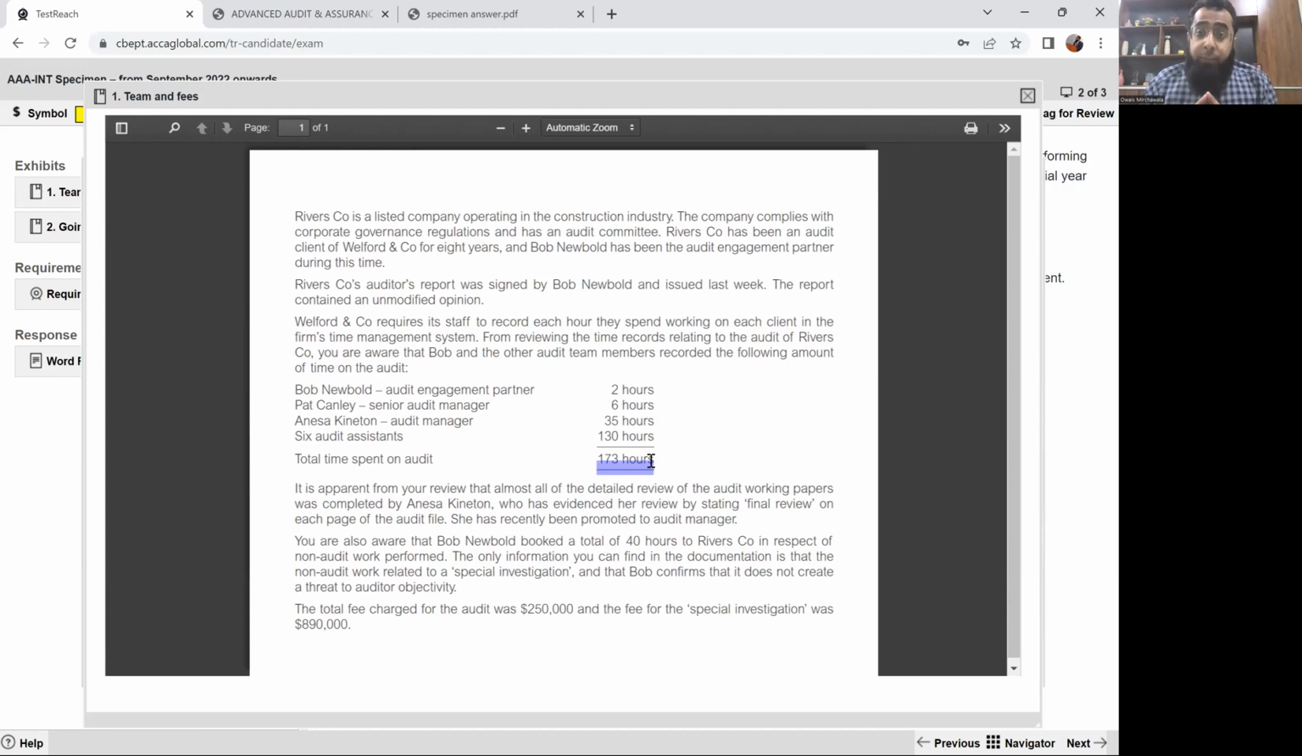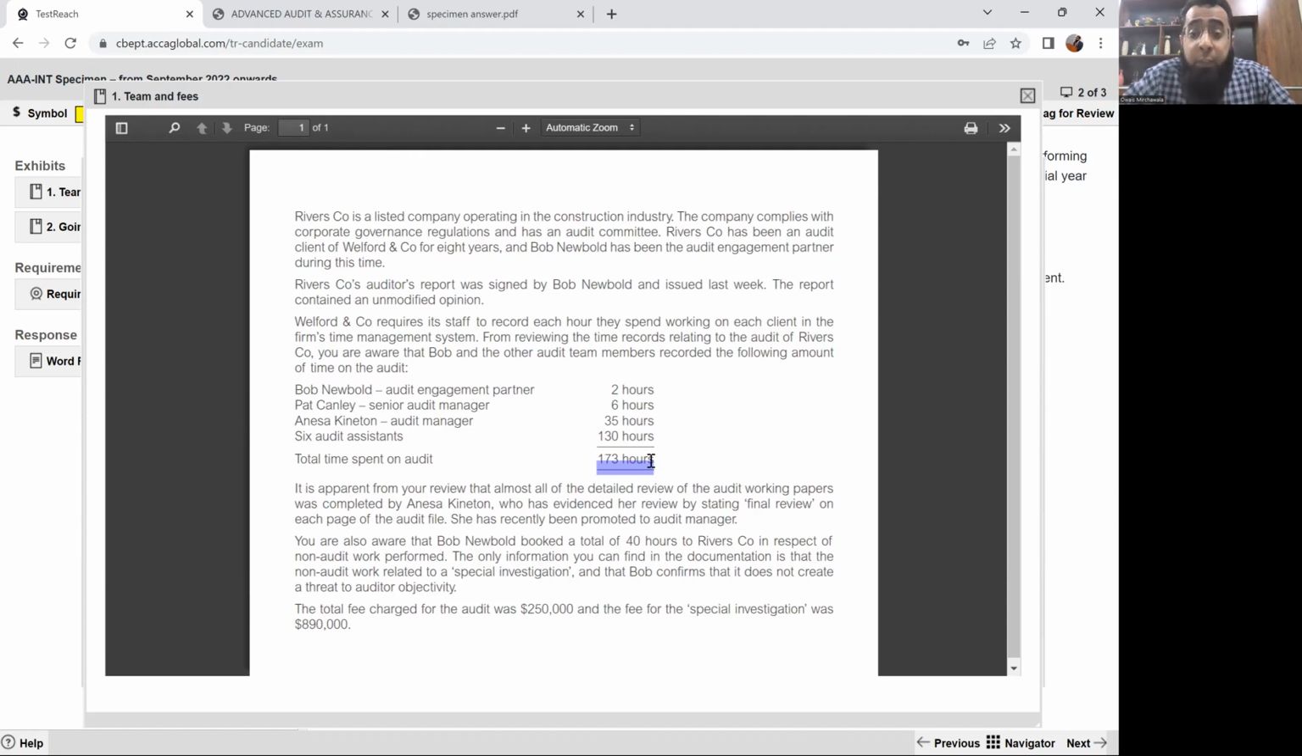Now, it's a listed client. 173 hours for an audit of a listed client is very less. I explained in the previous class also, if there are 8 hours in a working day, and you divide 173 hours by 8 hours of work each day, it will be like 23 or 24 days to complete the entire audit of a listed client. Obviously, this is very little time. For listed clients, the audit continues for like 2 to 3 months. 173 hours for the total audit was very less.